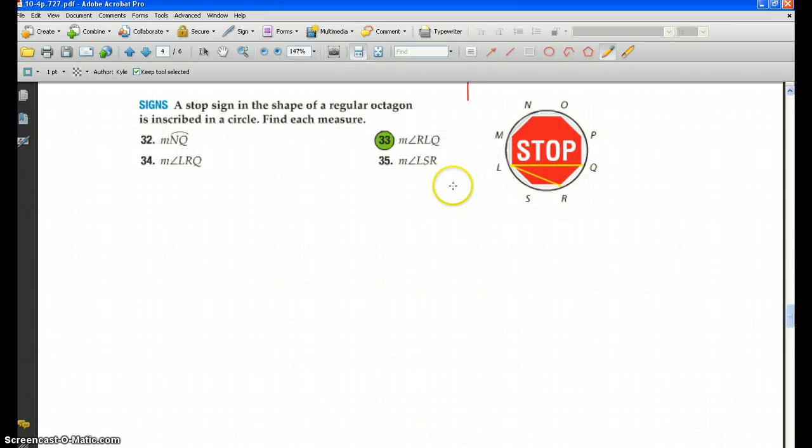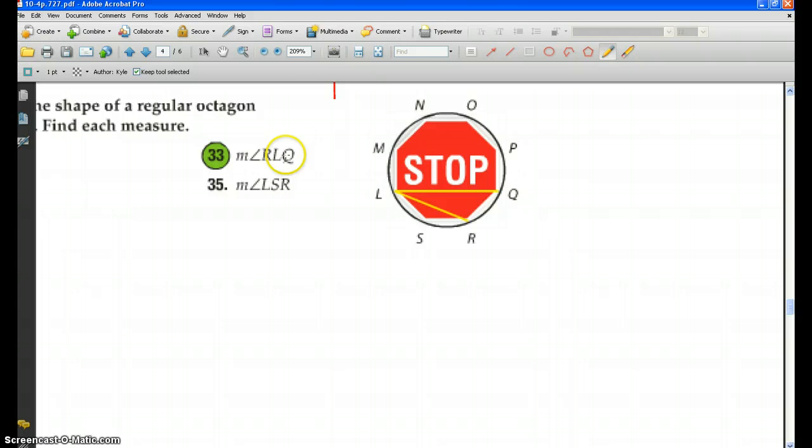For 33 and 35, a stop sign in the shape of a regular octagon is inscribed in a circle. Find each measure. For number 33, we want to find the measure of RLQ, which is this angle. Okay, we have an inscribed angle. Its vertex is on the circle. So its measure is going to be half of its intercepted arc, half of RQ.